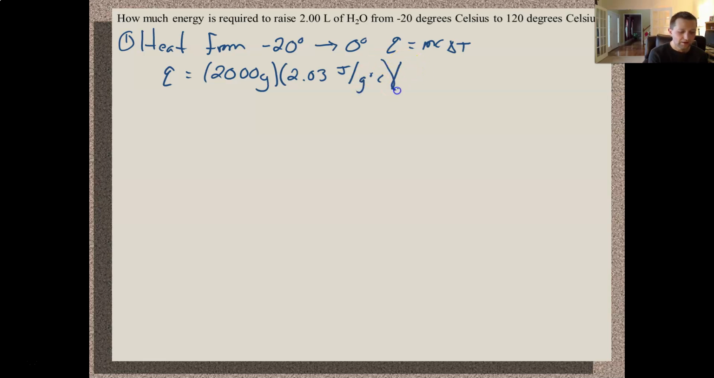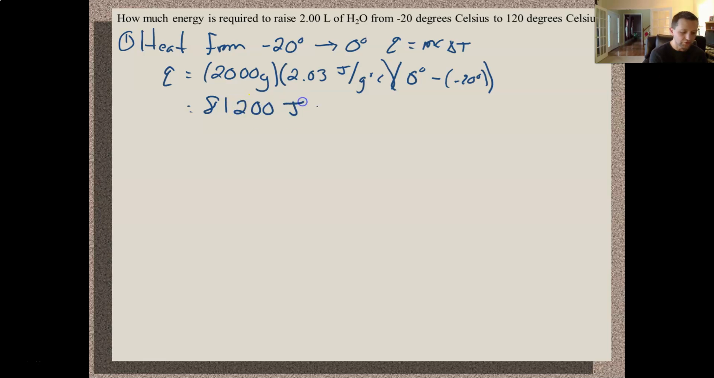My delta T is going to be T final minus T initial. So I have 0 Celsius minus negative 20 Celsius. And I get my answer. I'm just going to tell you what it is, so you can type it into your calculator without making a dumb mistake. In terms of joules, you're going to get 81,200. All right, so that's a lot of energy.